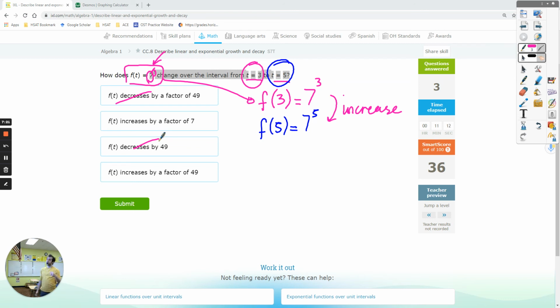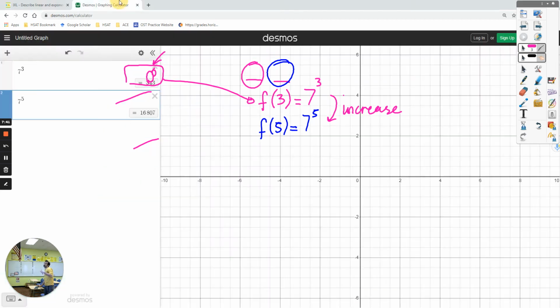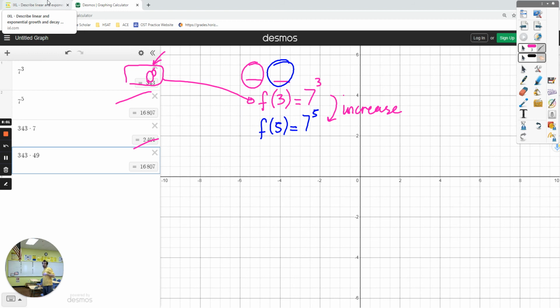Reading the last option, we have the function increases by a factor of 49. That tells you if you multiply the first number by 49, you will get the second number. That's what it means. So you can test it out using a calculator. Take the first number, multiply it by 7. Take the first number, multiply it by 49, and see what happens. The first number is 343, multiplied by 7. These two numbers are not equal. And now let's test out what happens when we multiply it by 49. We end up at the second number. So obviously this is increasing by a factor of 49 or 7 squared.